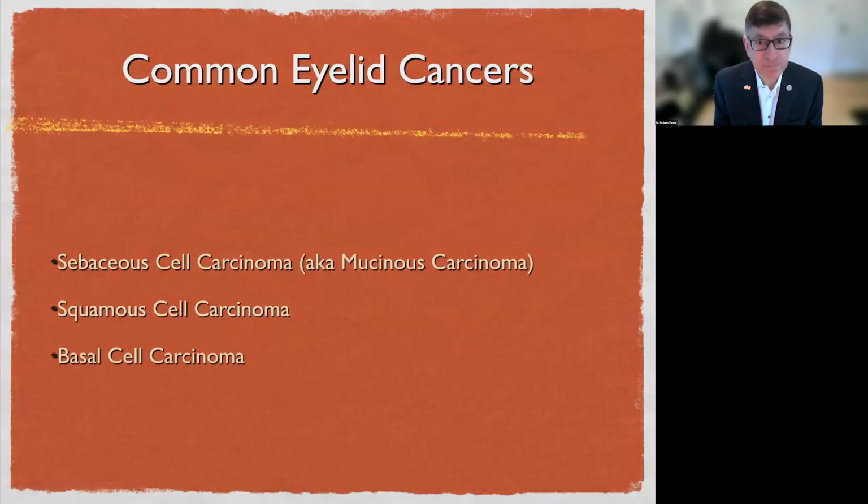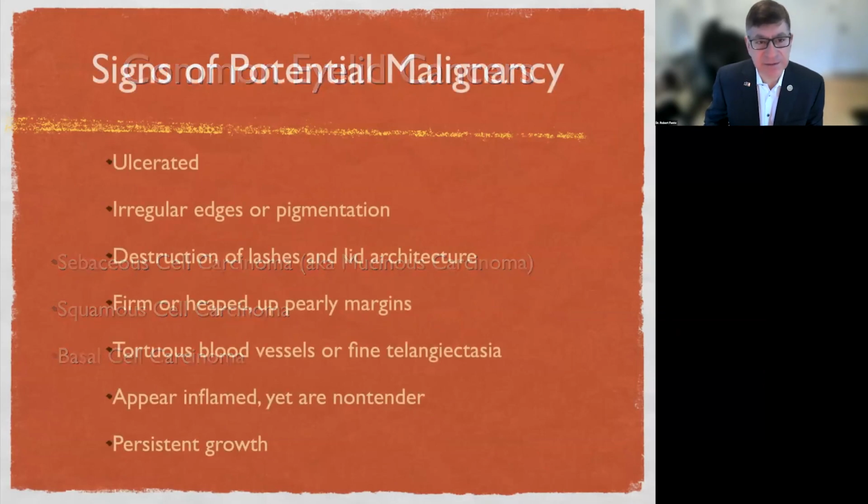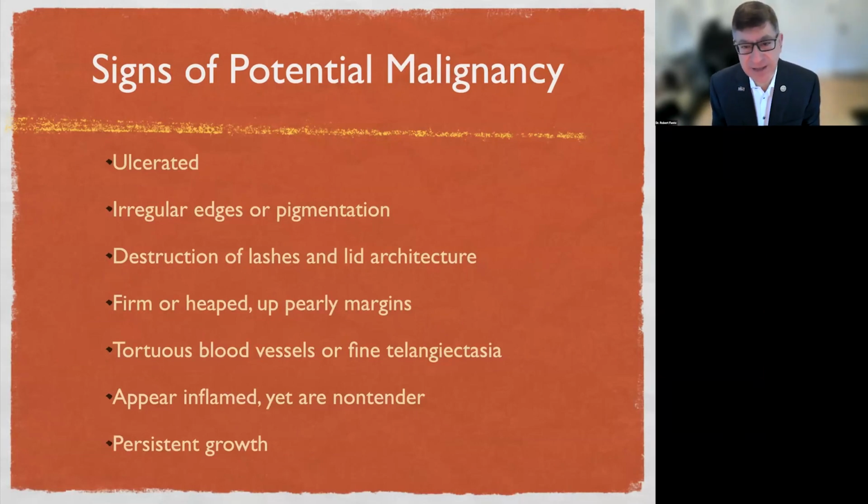Now we're going to talk about the more common eyelid cancers: sebaceous cell carcinoma, squamous cell carcinoma, and basal cell carcinoma. Again, I'm going to remind you the signs of potential malignancy to look for: ulceration, irregular edges or pigmentation, destruction of the lashes and lid architecture, firm or heaped up pearly margins, tortuous blood vessels or fine telangiectasia, inflammation without tenderness, or persistent growth.